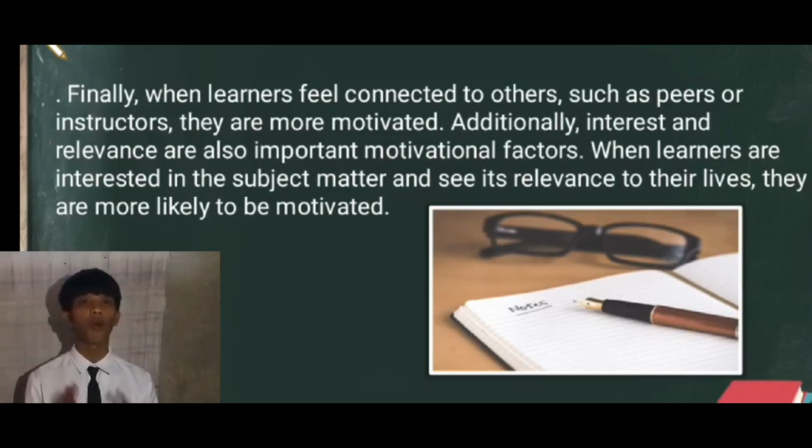Additionally, interest and relevance are also important motivational factors. When learners have interest in the subject matter and see its relevance to their life, they are more likely to be motivated.